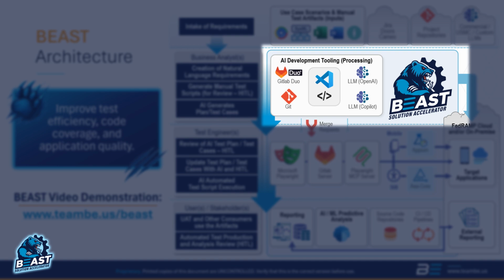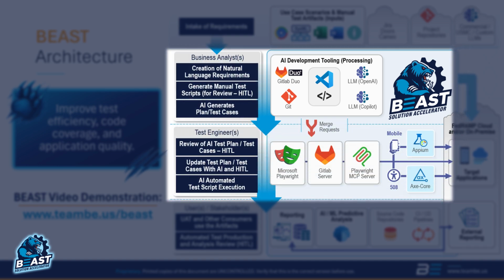DevSecOps platform. In this case, we are using GitLab, but this can be any of the major providers such as Azure DevOps or GitHub. The LLMs are also interchangeable and can be local if they are compatible with the Playwright test agents. Both test engineers and business analysts can work on different aspects of the test using these tools.